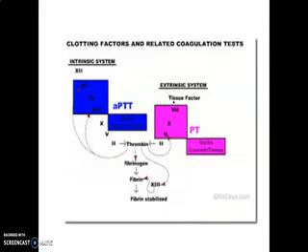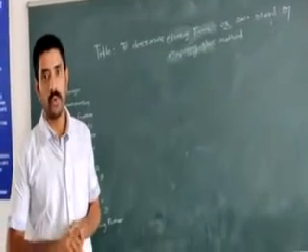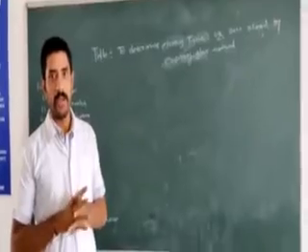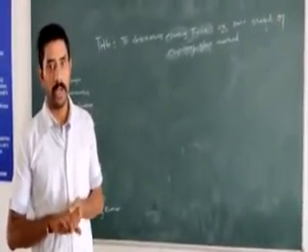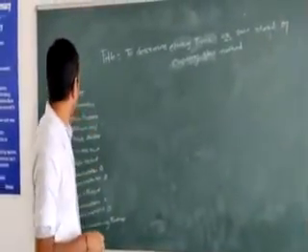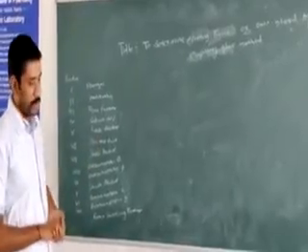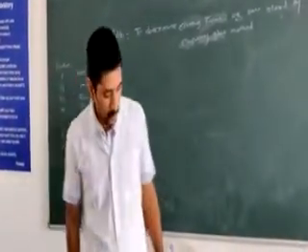Now we are going to see the demonstration of how the clot forms and the time taken to form the clot. Here we are going to perform how to determine the clotting time of blood. These are the 12 factors written on the blackboard. Now we are going to perform.